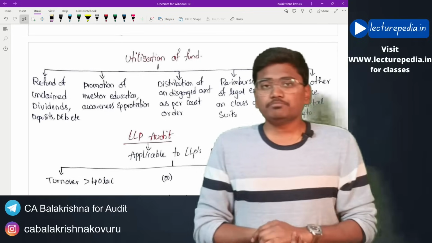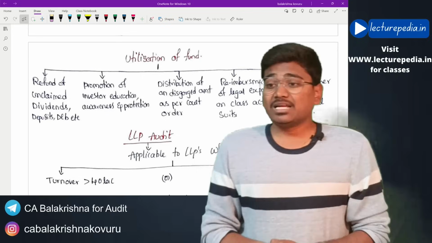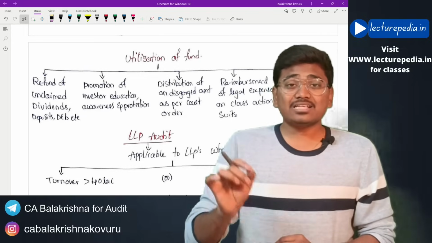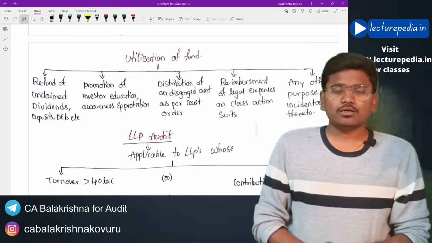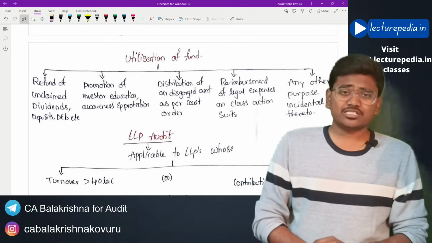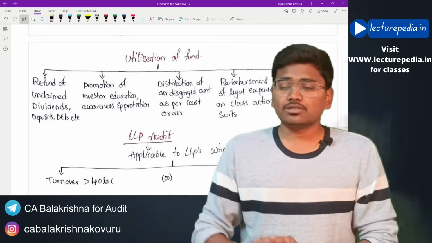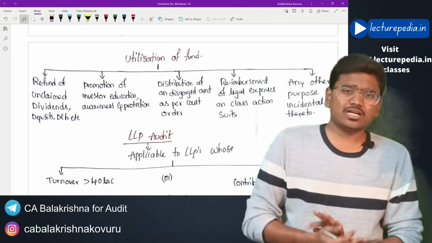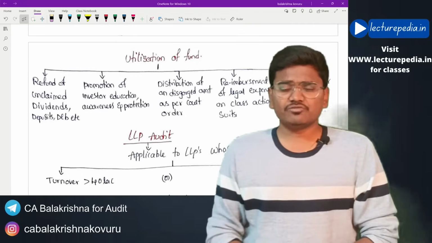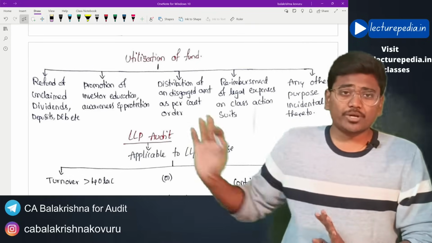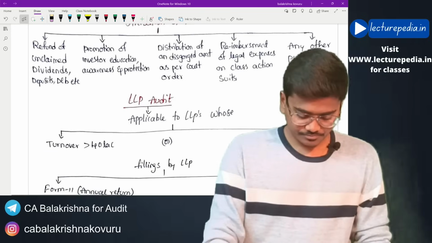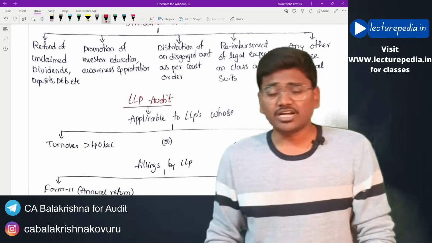And also reimbursement of legal expenses that have been incurred for the filing of class action suits. Generally shareholders and debenture holders will be filing these class action suits against the companies. For that purpose, if any expenses are incurred, those will be reimbursed from this IEPF account, and any other expenditure which is incidental for these purposes will also be debited to this IEPF account. This is how IEPF fund will be utilized.